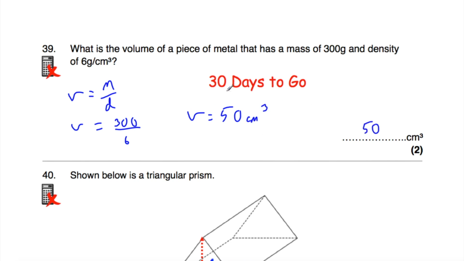So that's one approach. Another approach is to think about it this way: if each centimeter cubed has a mass of 6 grams, and the total mass is 300 grams, then if we divide 300 by 6, we can see how many centimeter cubes there are. 300 divided by 6 is equal to 50. So the volume has to be 50 centimeters cubed, because each centimeter cube has a mass of 6 grams, so 50 of them would be a total mass of 300 grams. Okay, let's have a look at our next question.